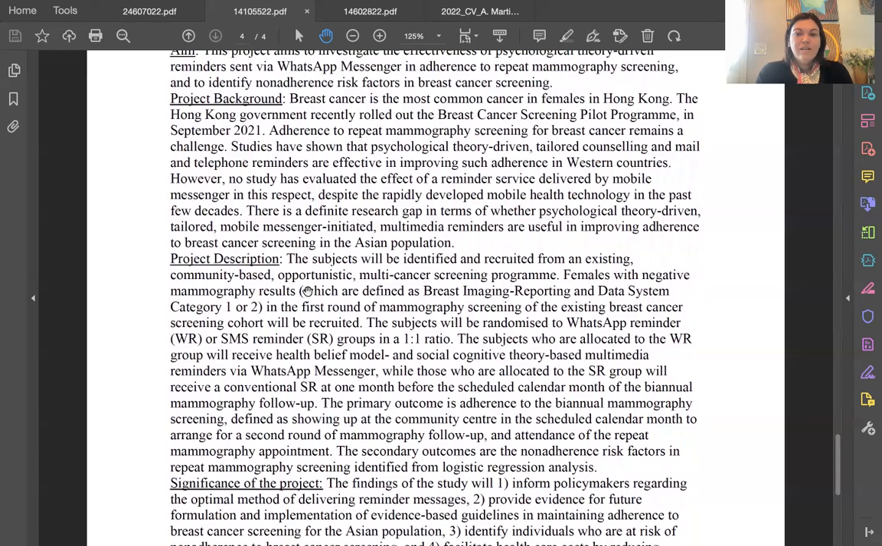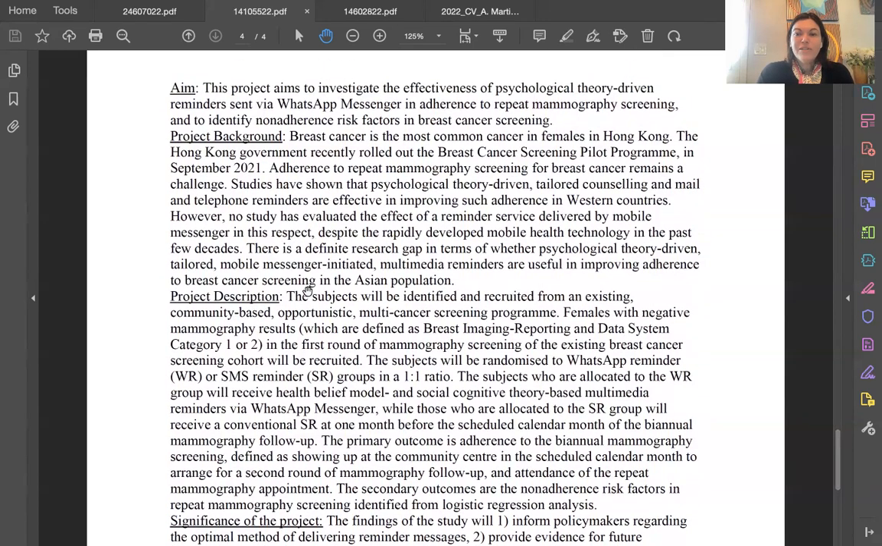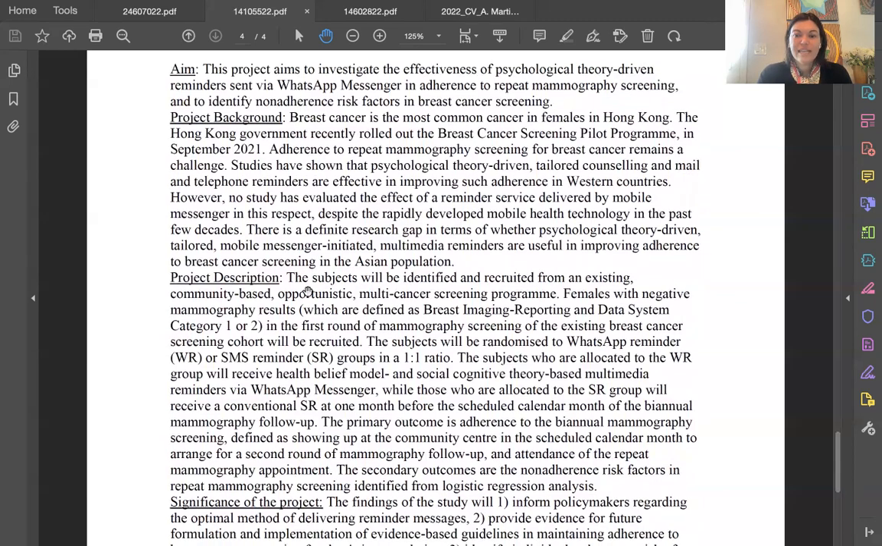Project background. Breast cancer is the most common cancer in females in Hong Kong. Okay, that's important then. The Hong Kong government recently rolled out the breast cancer screening pilot program in September 2021. Adherence to repeat mammography screening for breast cancer remains a challenge. Studies have shown that psychological theory-driven tailored counseling and mail and telephone reminders are effective in improving such adherence in Western countries. Yuck. I didn't like that at all. There was too much in there.